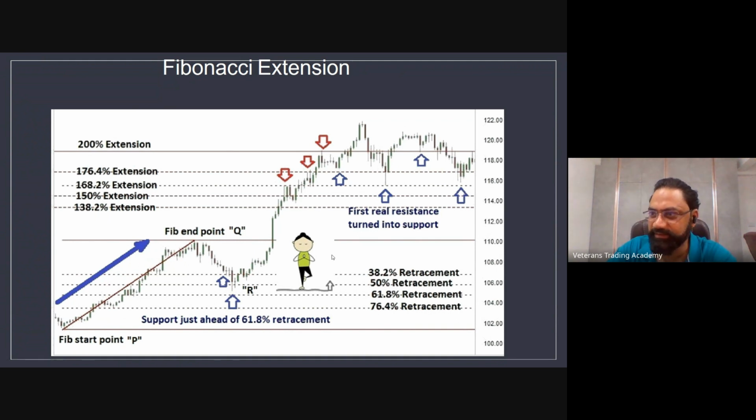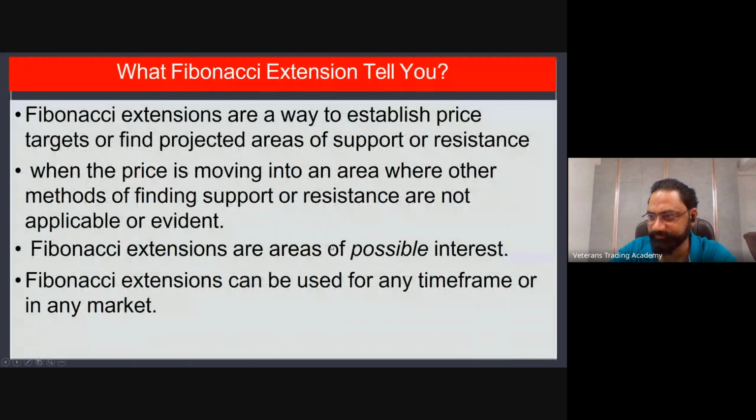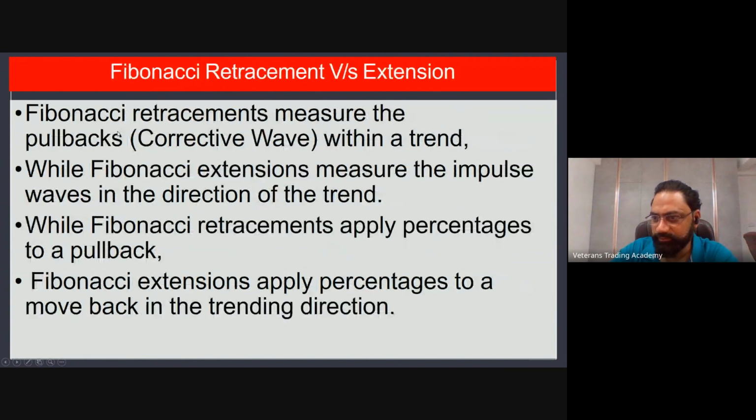There is something known as a technical indicator, Fibonacci retracement and Fibonacci extension, which can be used to find out support and resistances. Like any other indicator, it can be used for any time frame and any kind of market. It is not only that you can use it for bigger markets, bigger time frames. People use it in intraday also. The difference between Fibonacci retracement and extension is that Fibonacci retracement measures the pullback, that is the corrective wave, and Fibonacci extension measures the impulse wave in the direction of the trend to find out the target. So retracement is helping you find out support, and extension is helping you find out the targets.